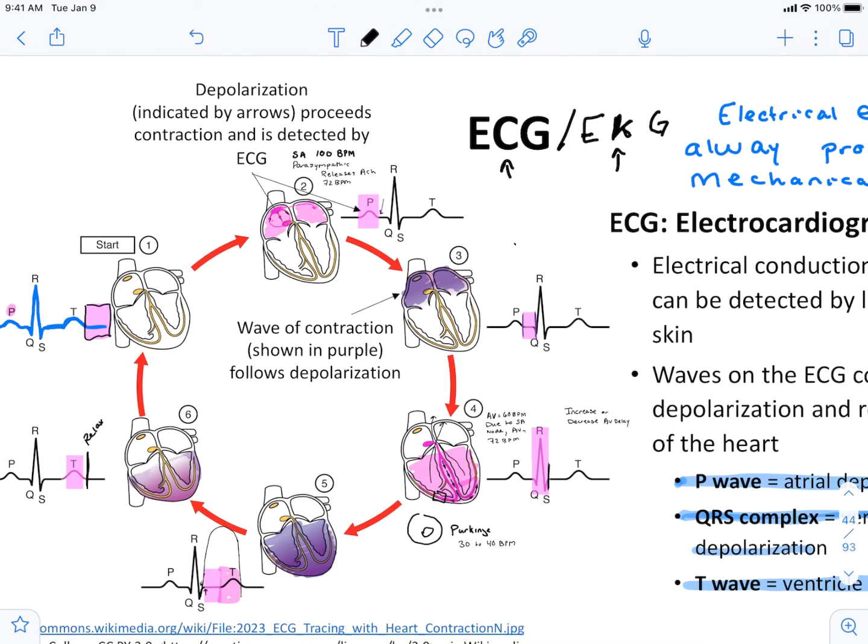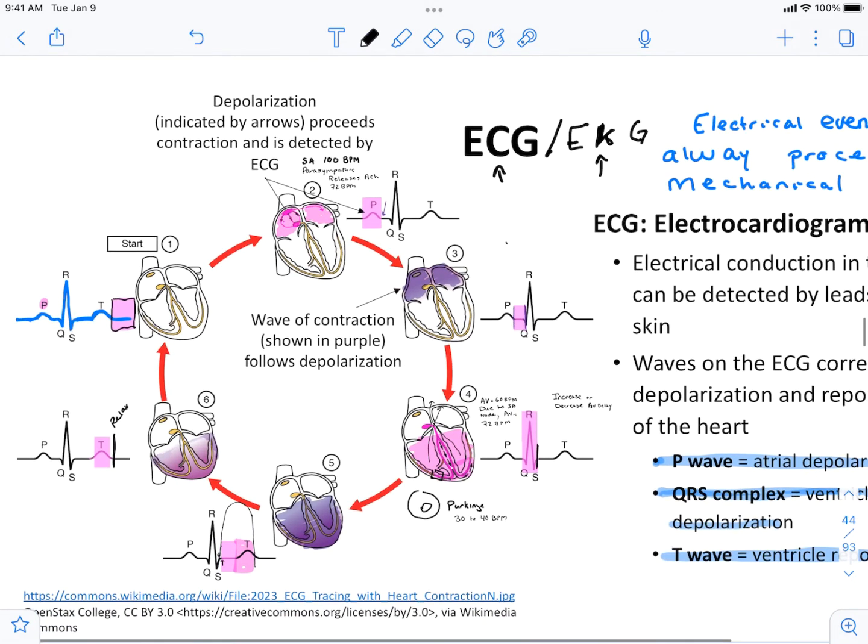So this particular part, I don't actually have a slide, and if you want to skip it, you can, but it will help you to understand the ECG and the electrical events of the heart. So we'll do that next, but feel free to skip that video if you desire.